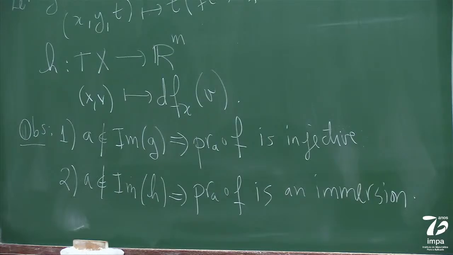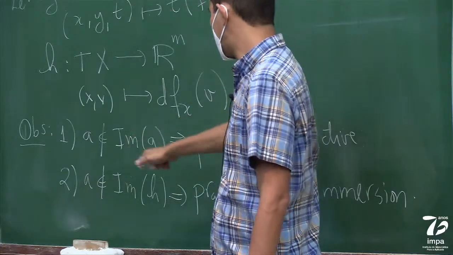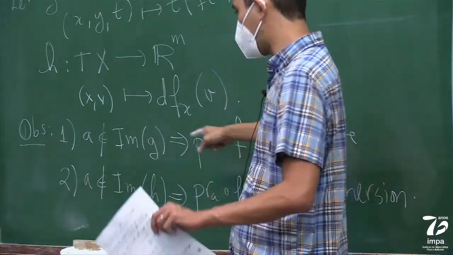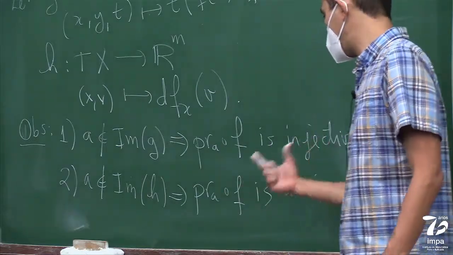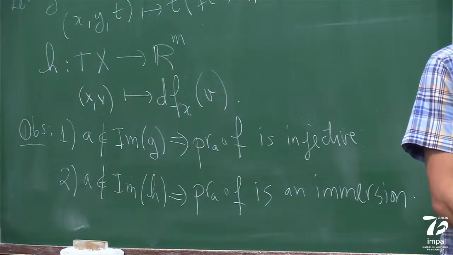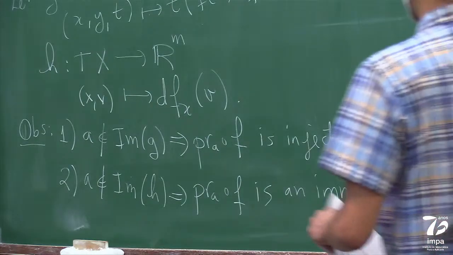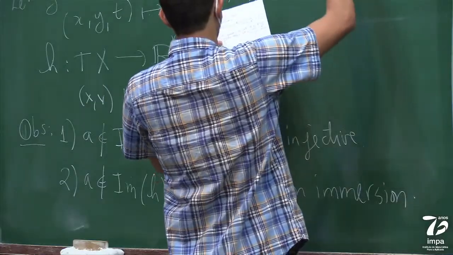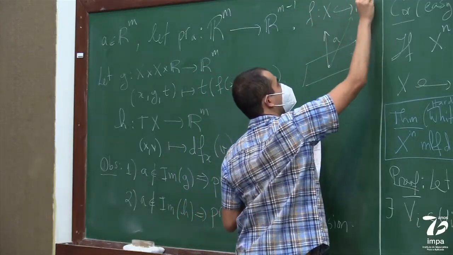But what I need to show, whatever the dimension is, is that after I project, I still have an injective immersion. And sometimes I lose the injectivity, but I still have an immersion. Yes? Sorry, I forgot to say that f is the embedding from X to Rm.